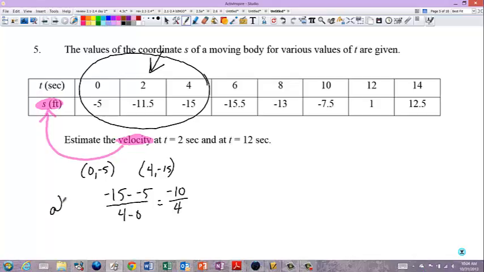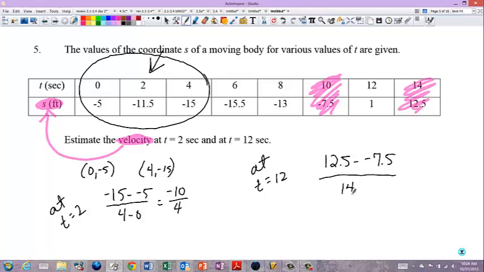So that's at 2. And then it asked us at 12. So we're going to go on either side of 12, here and here, and we're just finding the slope. 12.5 minus negative 7.5 over 14 minus 10. That ends up being 5.